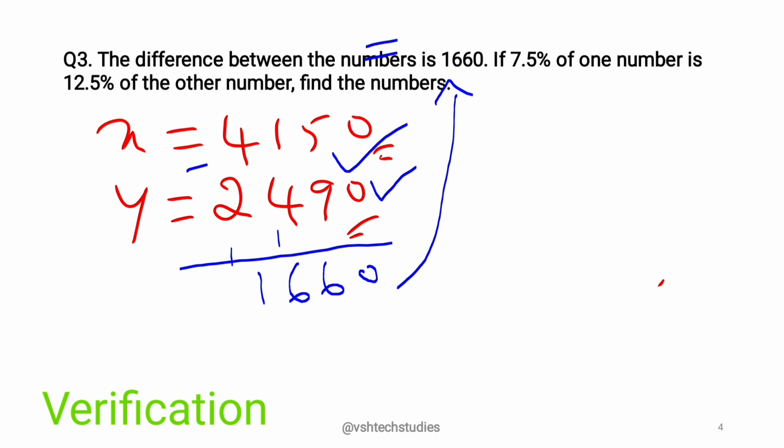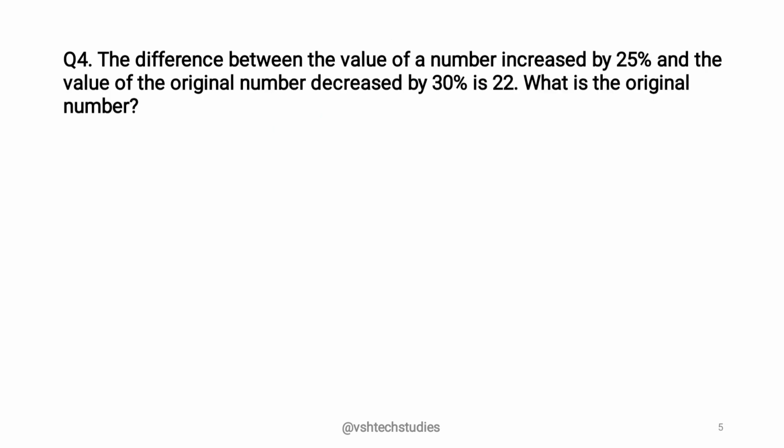Okay. Next we shall move on to question number 4. The question number 4 is as follows. The difference between the value of a number increased by 25% and the value of the original number decreased by 30% is 22. What is the original number?